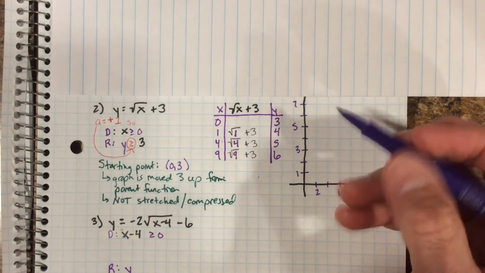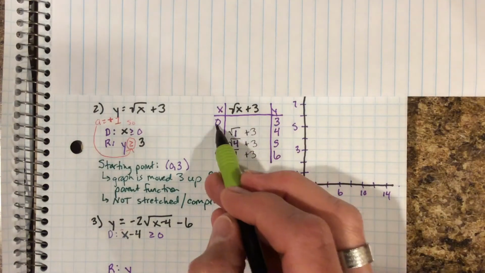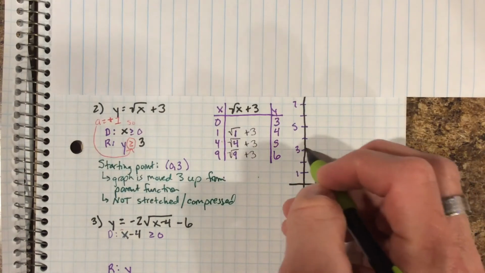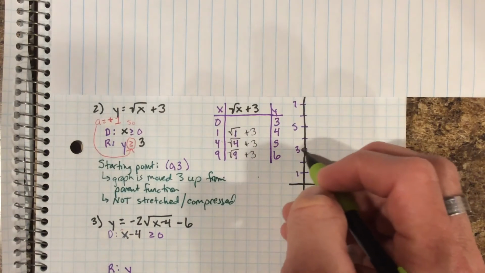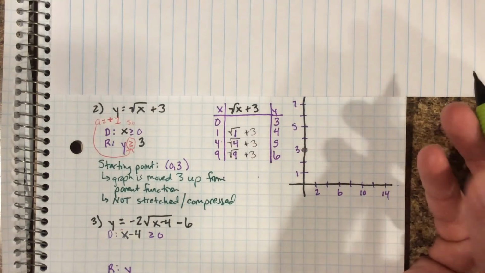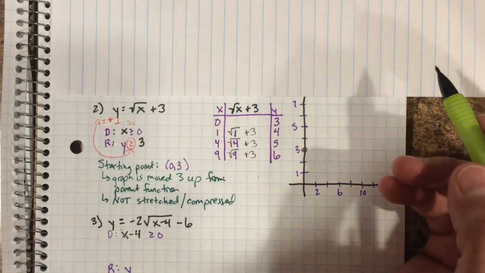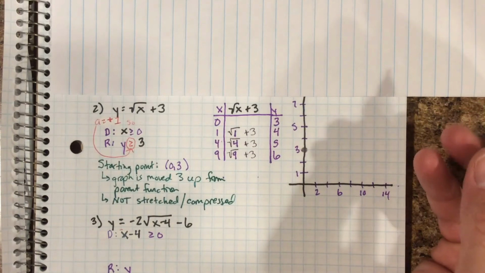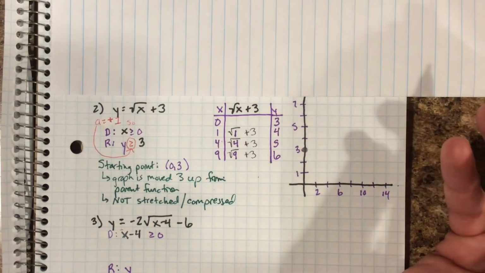I have the point 0, 3 where it starts. So it starts on the y-axis, which means it has a y-intercept of 0, 3 as well. Finding y-intercepts is still the same as it's always been. We put a 0 in for x and we solve the equation. Just like it was for quadratics, just like it was for linear functions.